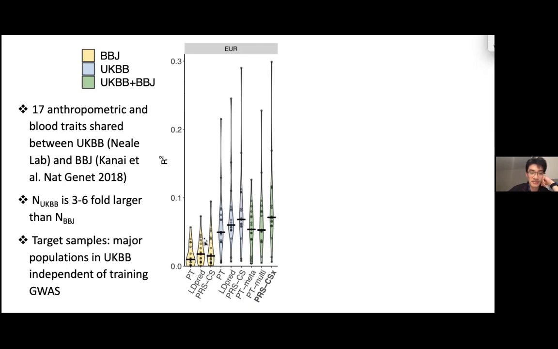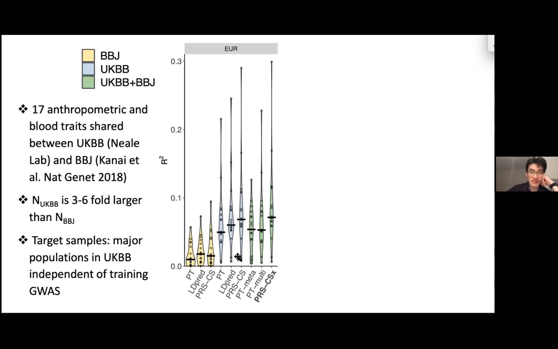So these are the PRS methods that apply to Biobank Japan GWAS only. And then these are the PRS that was trained on UK Biobank data only. And then the last three methods are those PRS that combine the GWAS summary stats from the UK Biobank and Biobank Japan. And then we train these different PRS and then predict into different populations in the UK Biobank that are independent of the UK Biobank training GWAS.